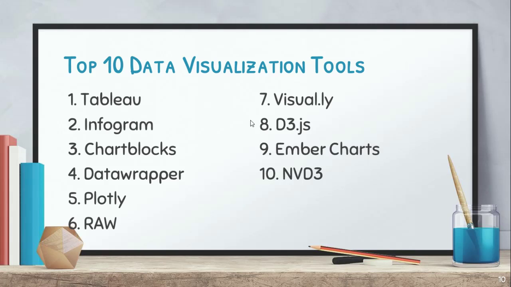And eighth one, D3.js. It is the best data visualization library for manipulating documents. D3.js runs on JavaScript and it uses CSS, HTML and SVG. It is open source and applies data-driven transformation to the web page. It is only applied when data is a JSON or XML file.